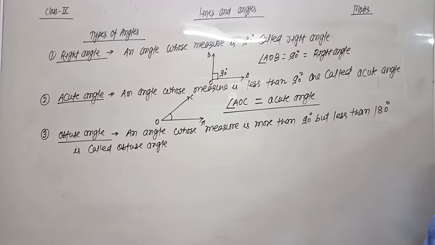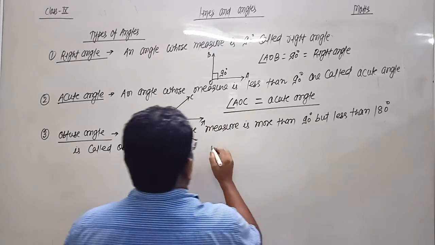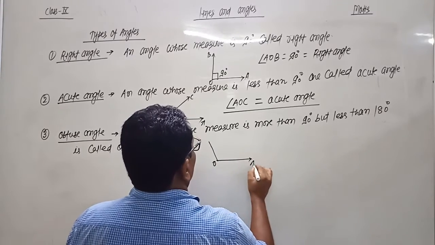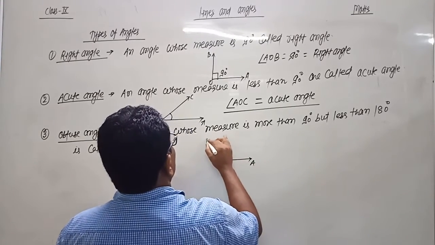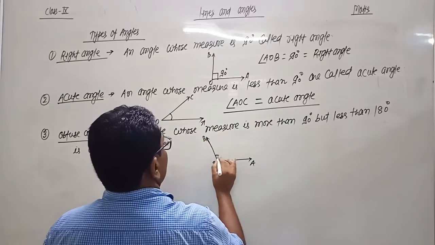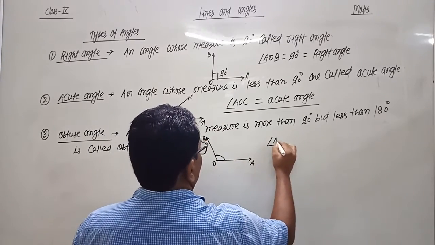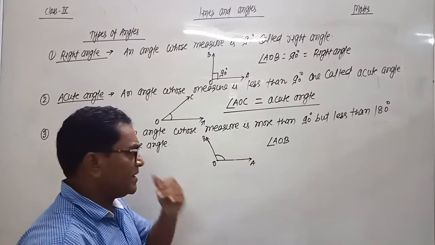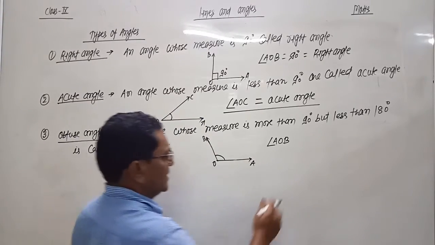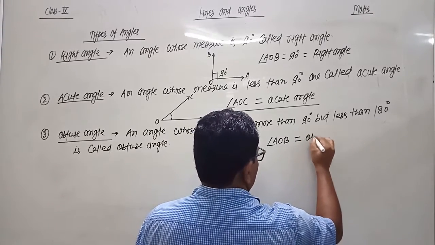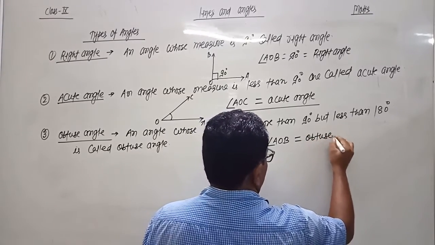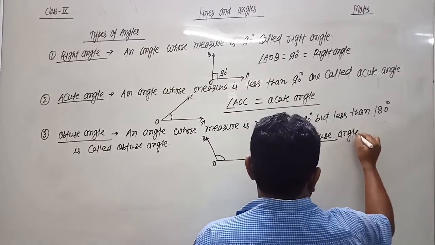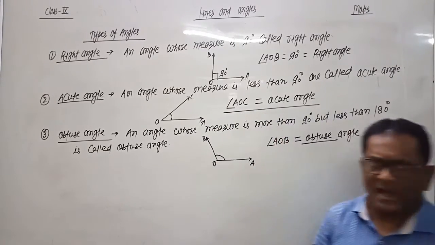For example, take angle O with the two edges OA and OB. Here angle AOB is more than 90 degrees but less than 180 degrees. So angle AOB is called an obtuse angle. So we have studied three types of angles.